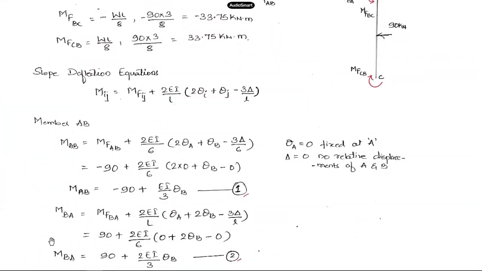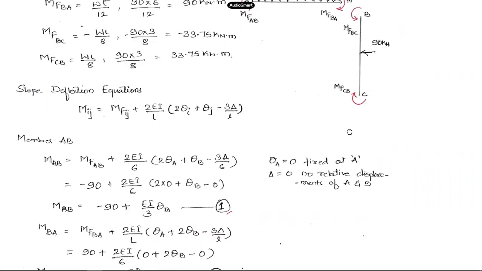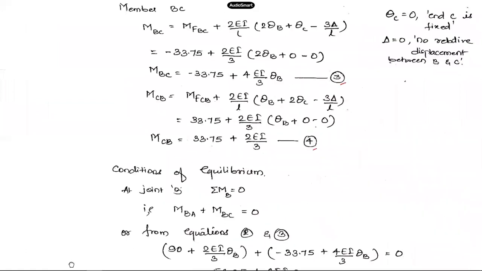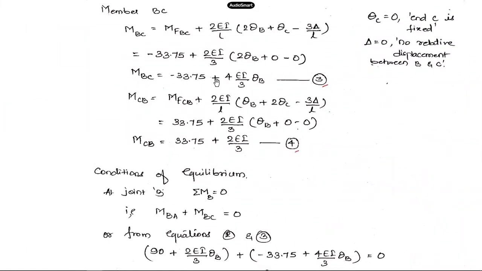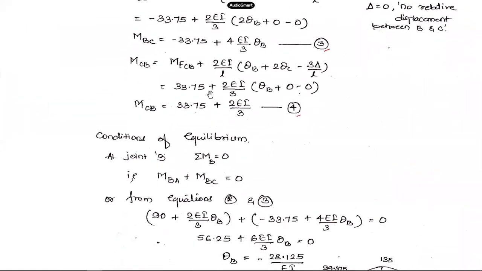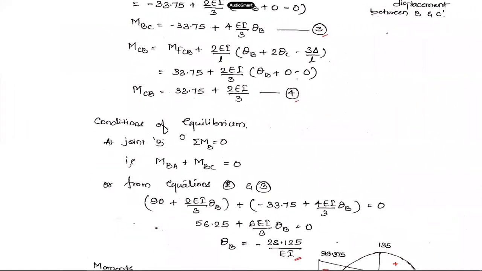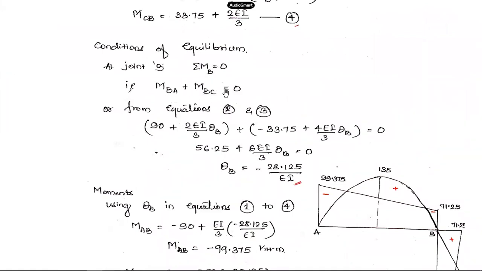We have MBA, which is the moment MBA in the form of an equation over here, and we have MBC, which is also in the form of an equation in terms of theta B. So both equations are in terms of the unknown theta B, and we have one condition over here, so we are able to solve that. MBA plus MBC should come out to 0. Using these two equations, MBA from equation 2 and MBC from equation 3, on substituting them and simplifying, this is the value of theta B you are going to get. So theta B is coming out to be minus 28.125 over EI.